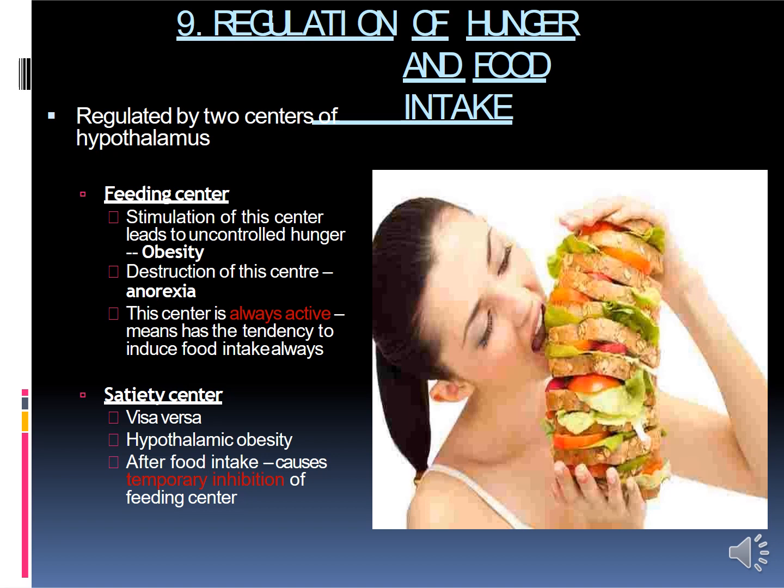Regulation of hunger and food intake. These are regulated by two centers in the hypothalamus. One is the feeding center, the other is the satiety center. Feeding center: stimulation of the center leads to uncontrolled hunger and may lead to obesity. Destruction of the center may lead to anorexia. This center is always active, that means it has a tendency to induce food intake always. Satiety center acts vice versa. Its destruction leads to hypothalamic obesity. Food intake causes temporary inhibition of the feeding center.